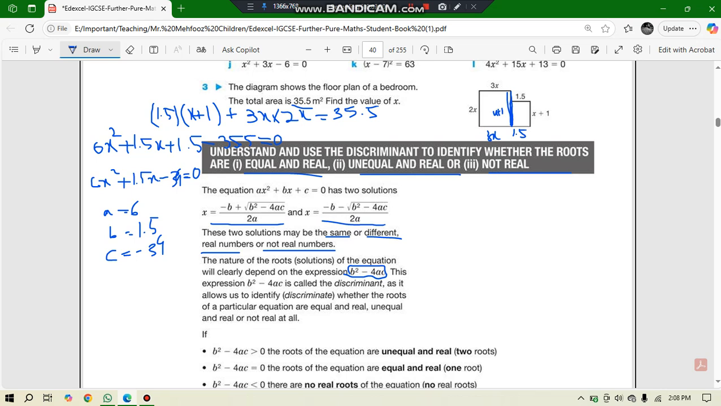This expression b square minus 4ac is called the discriminant, as it allows us to discriminate whether the roots of the particular equation are equal and real, unequal and real, or not real at all. So here we have three categories: equal and real is one category; unequal and real is the second category; and not real is the third category. Okay? So here we have the discriminant expression, right? The main important expression is b square minus 4ac.